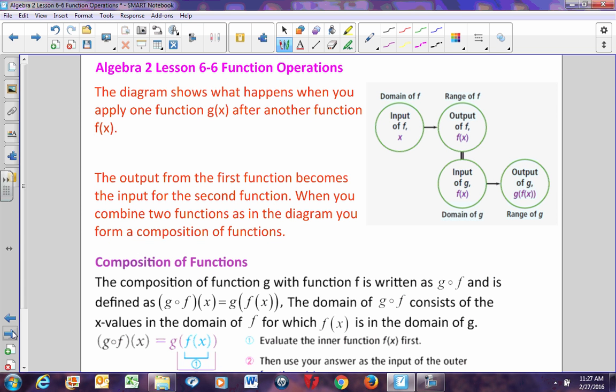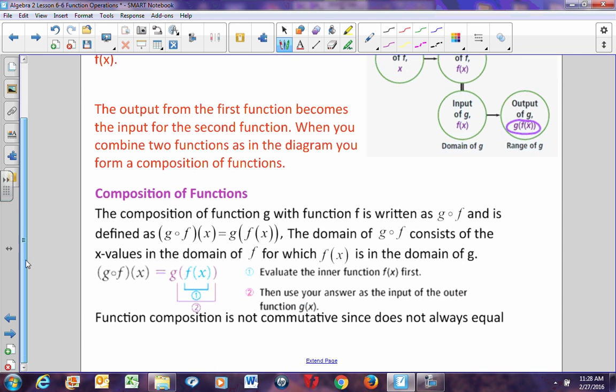Okay. All right, now, the diagram at the right shows what happens when you apply one function, g of x, after another function, f of x. Notice the domain of f, you get the input of f of x. Okay? The range of f, you get the output of f, which is f of x, the input of g, and the output of g. Okay? This is what you're looking at here, right here. You end up with what's called a composite function. Okay? The output from the first function becomes the input for the second function. And when you combine the two functions, as in the diagram, you form what we call a composition of functions.